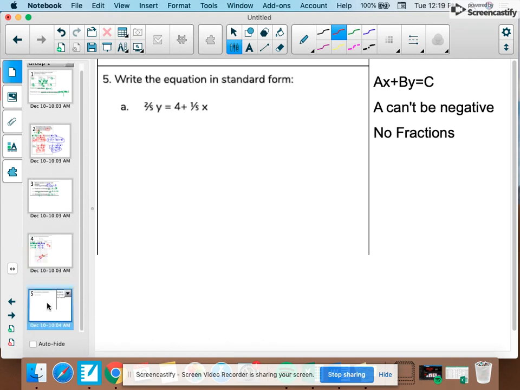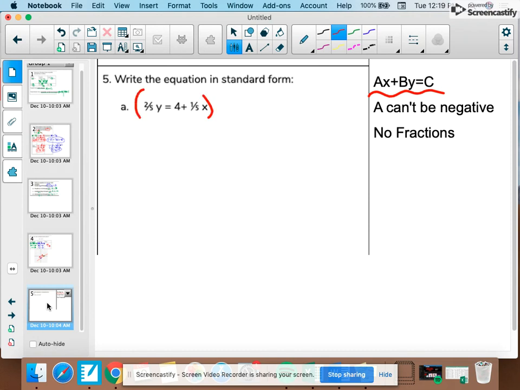The last problem is writing an equation in standard form. So standard form, remember, we've got some reminders over here. Ax plus by equals c, so we need to get x and y on the same side. A can't be negative, meaning the number in front of x cannot be negative. And then no fractions. So first things first, we have fractions. So we're going to get rid of those fractions.